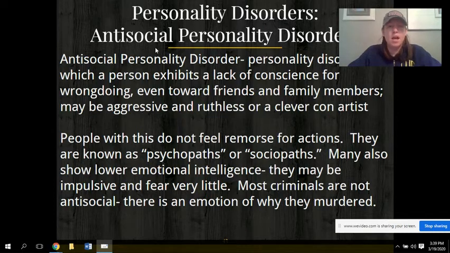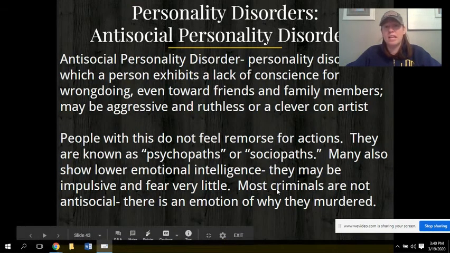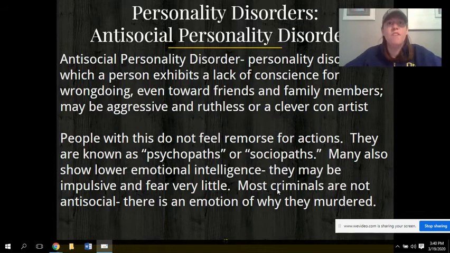Like I said, people who do this do not feel remorse. They have a low emotional intelligence. A lot of times they're impulsive and fear very little. Most criminals are actually not antisocial. Most people in prison are not antisocial because most people who do something bad have a reason, whether it be revenge, anger, jealousy, or being under the influence of drugs and not knowing what they're doing.